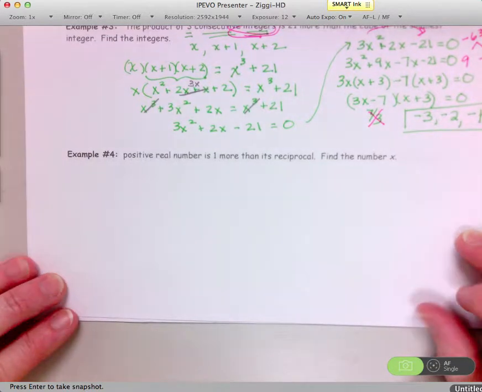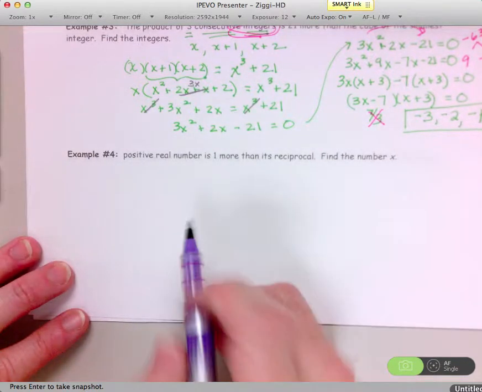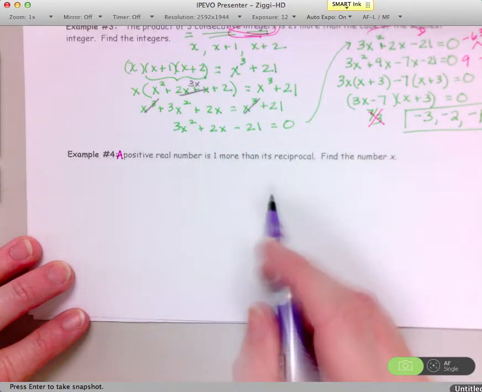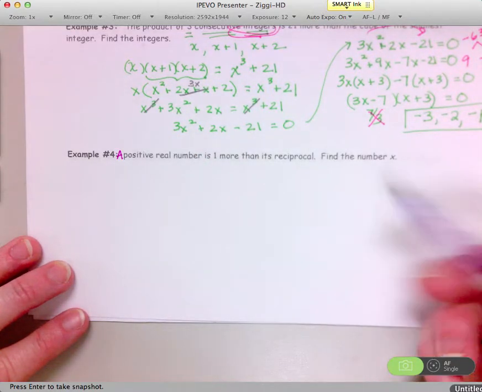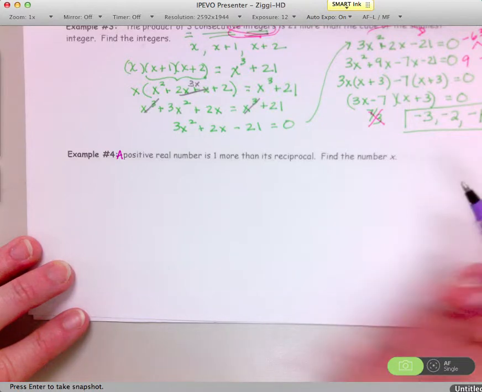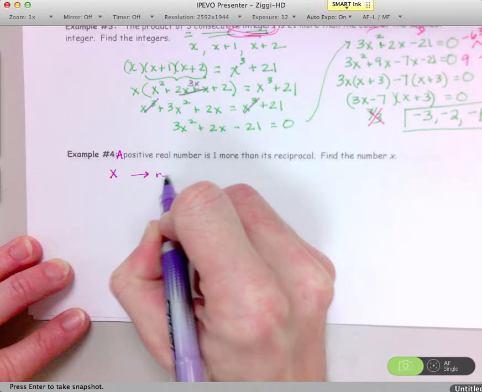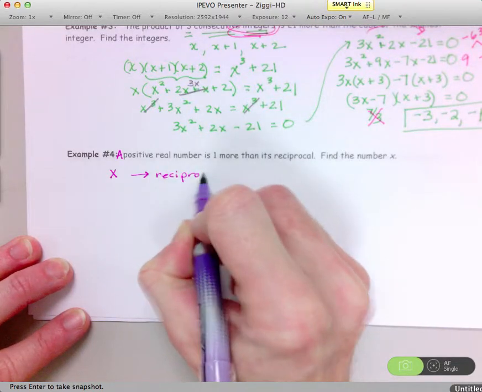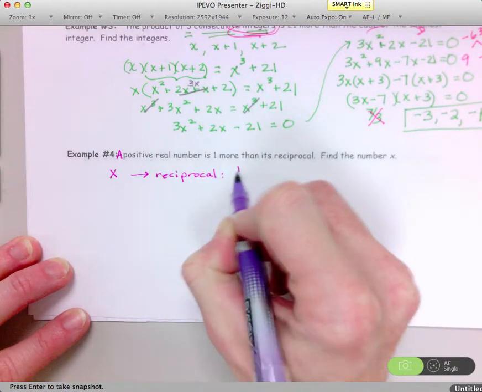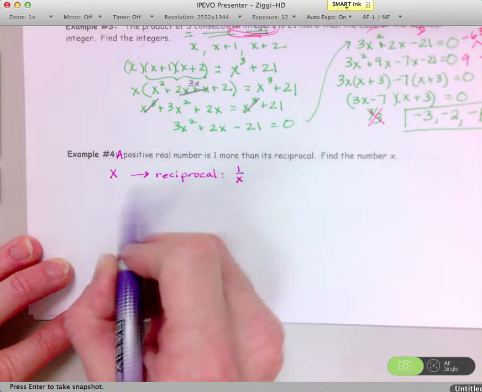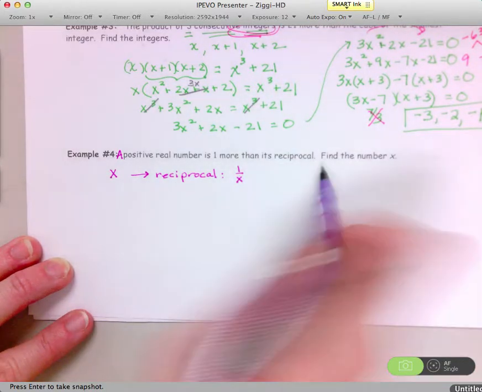Example number 4. That should say A. A positive real number is one more than its reciprocal. Find the number. So they've told you the variable is x. If x is the number, its reciprocal is just 1 over x.